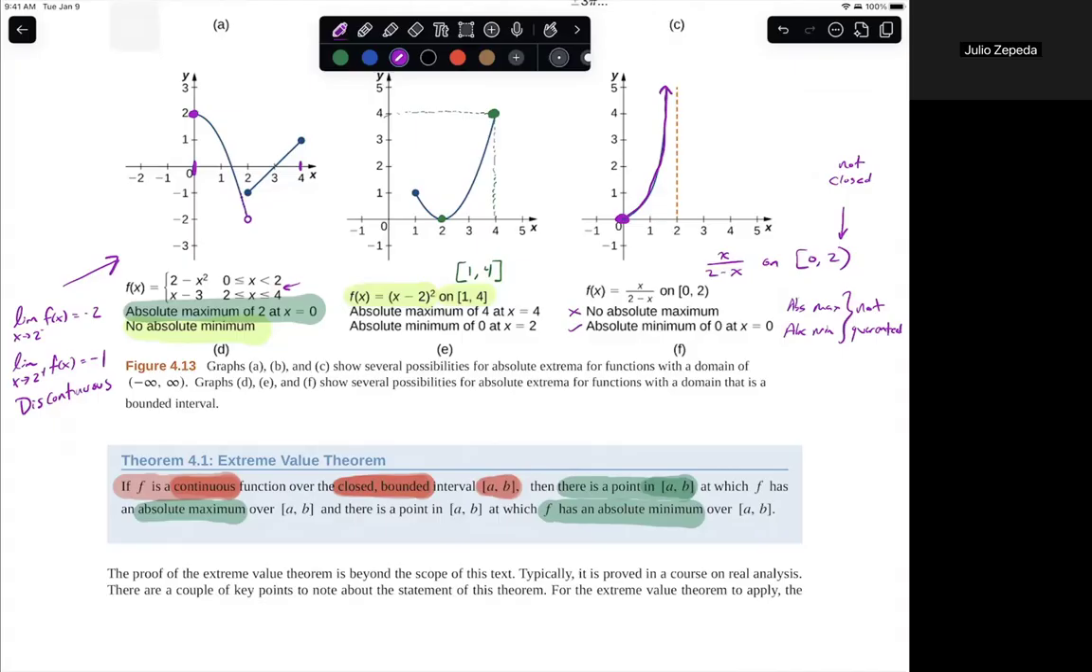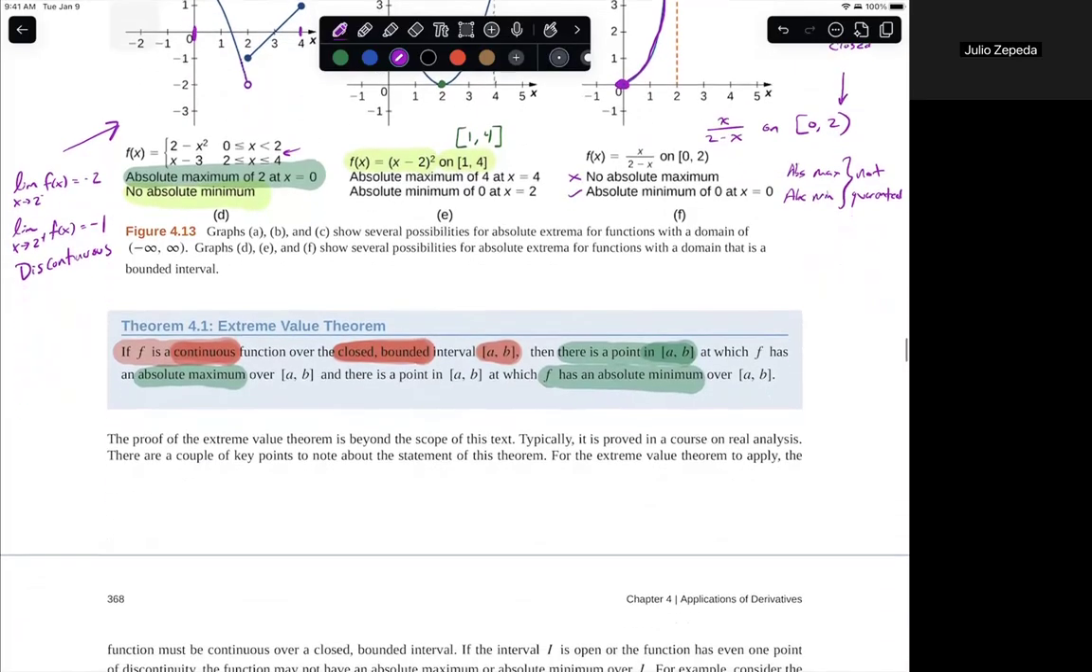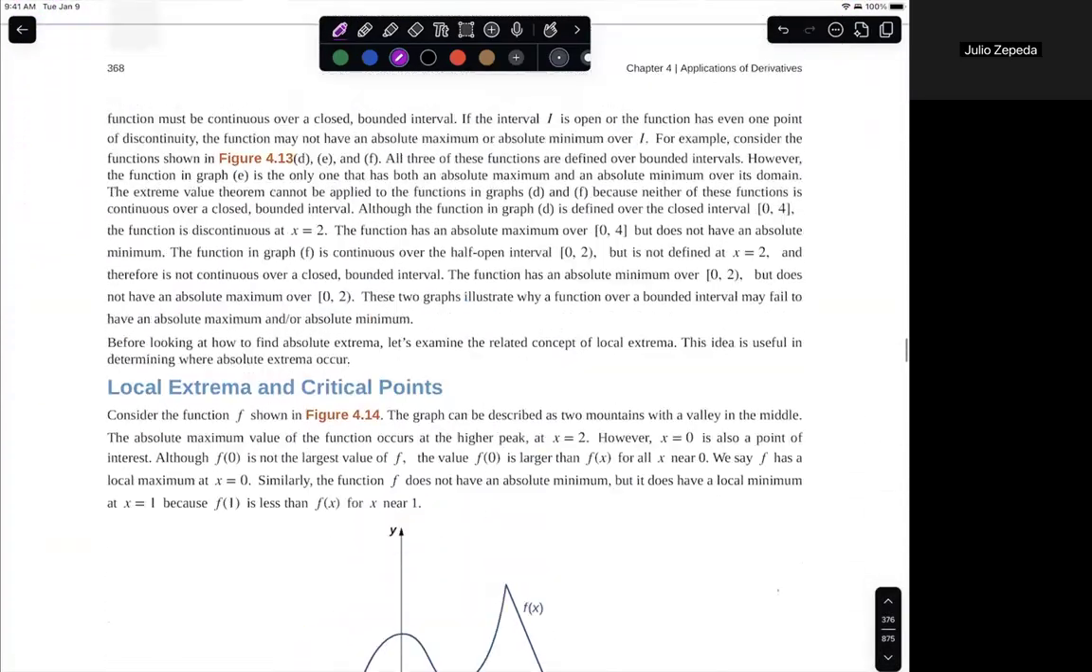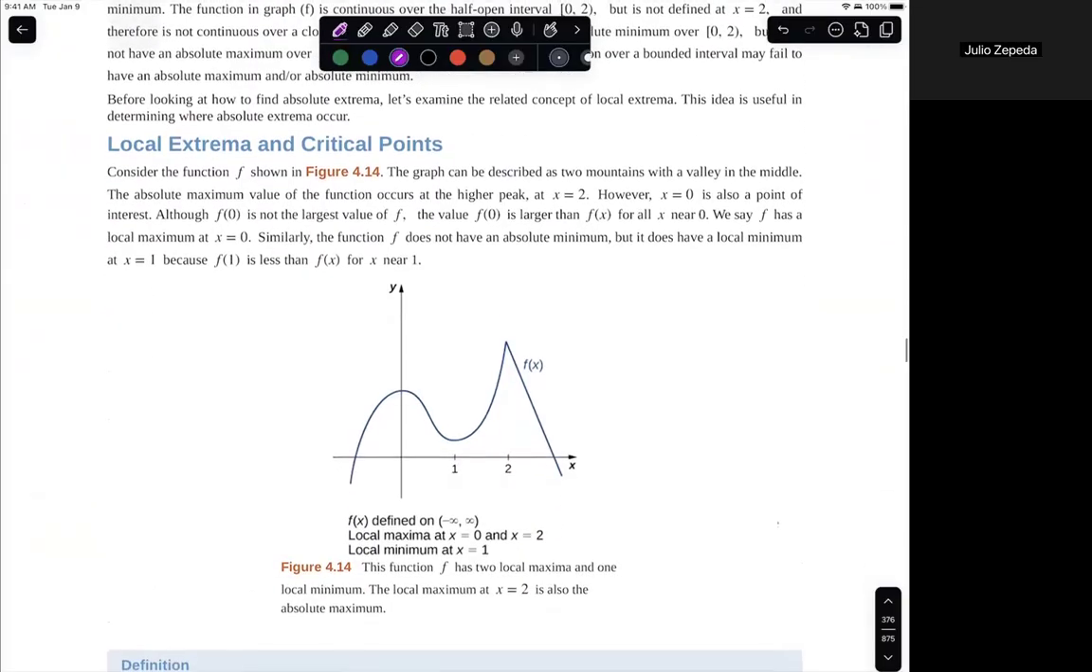So yeah, that's a pretty cool theorem. Whenever you're dealing with a continuous function on a closed and bounded interval, the absolute extrema, maximum and minimum, are guaranteed. All right. We won't read all of this.